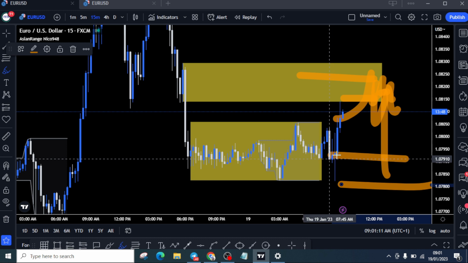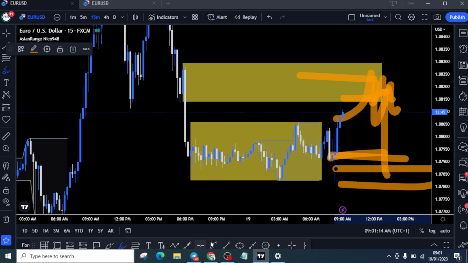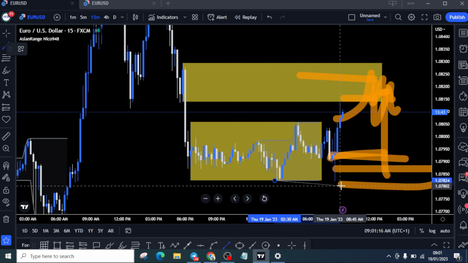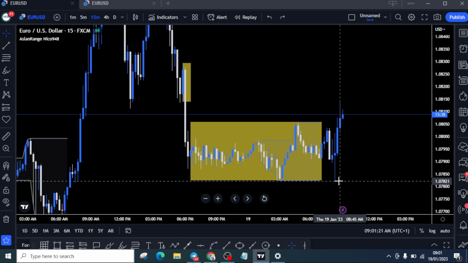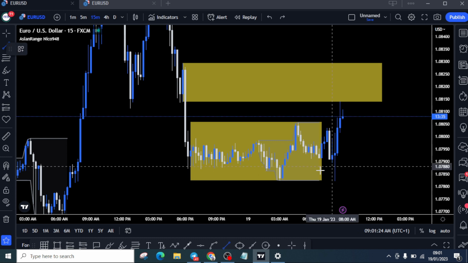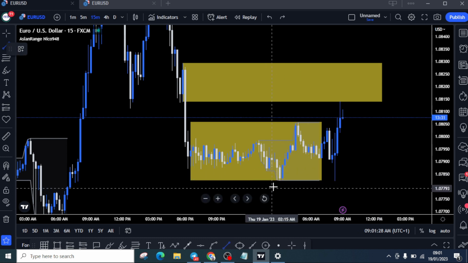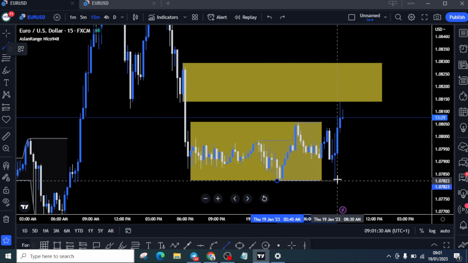Yeah, right, this is a good place to target. And also this Asian low is a good place to target, because as you can see, we have an equal low that is being formed right there. So we have a liquidity. This is it. Look at it in case you cannot see it. We have a liquidity that is formed here.